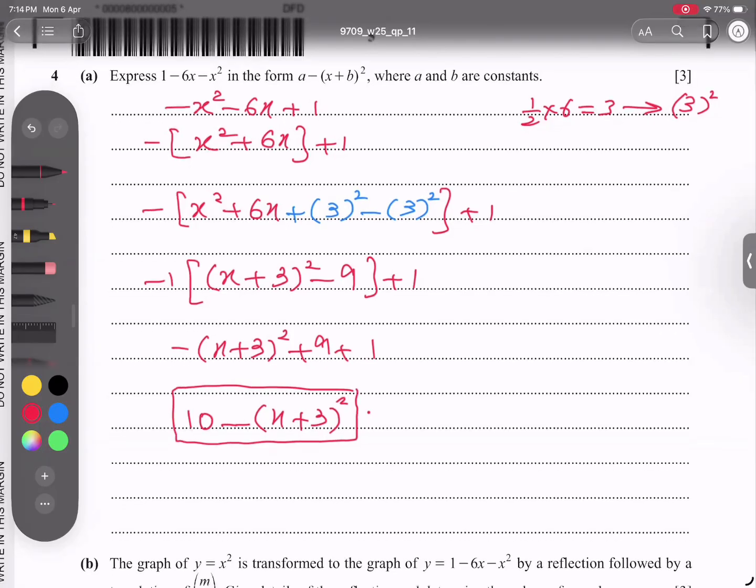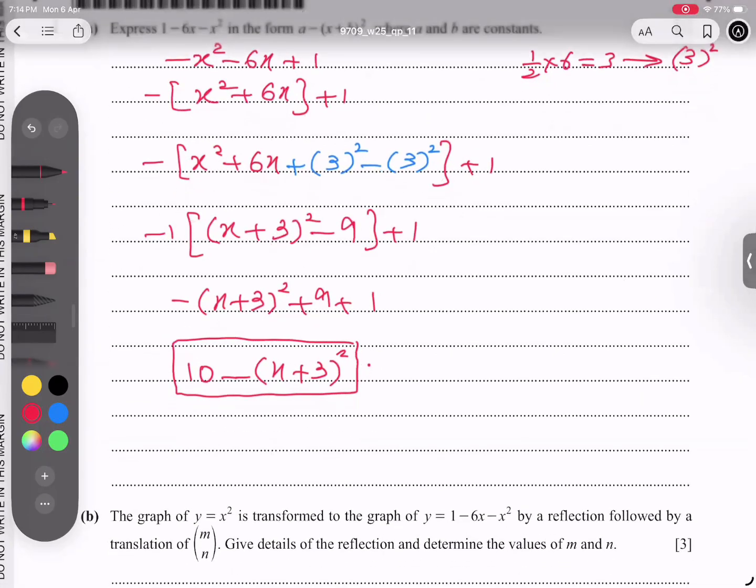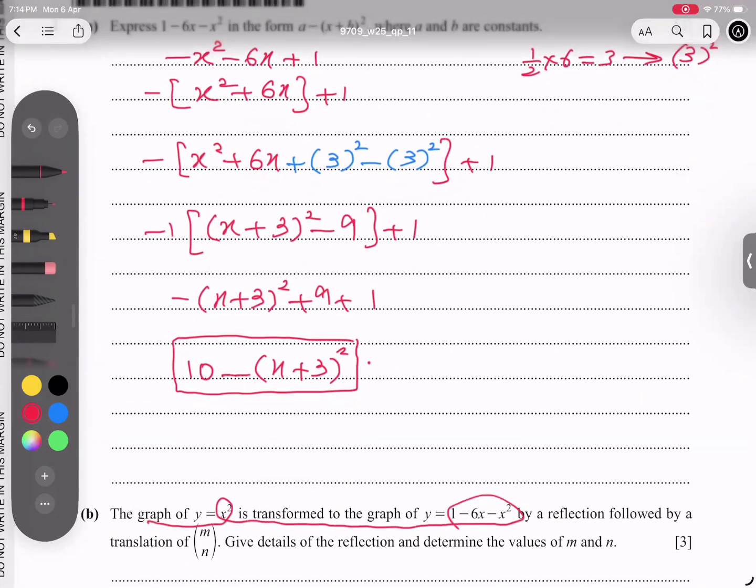After this, what is that graph? This is transformed to this graph. So this is called a parent graph, a parent curve, and this is the child, a reflection followed by this translation. So first reflection and then translation. And he asks in detail about the reflection and to determine the m, n values.